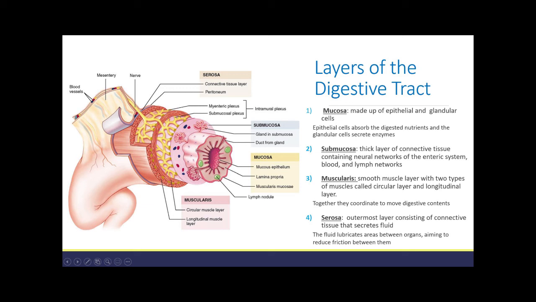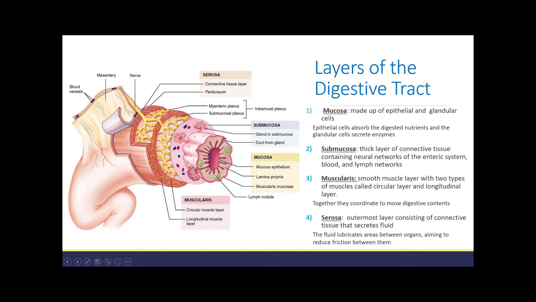Next, the submucosa is a thick layer of connective tissue, and it contains neural networks from the enteric system. If you remember from the nervous system, the enteric system is the one that's controlling the digestive tract. In the submucosa, there are also blood vessels and a lymph network. The network of blood vessels are obviously going to be supplying nutrients and oxygen to the digestive system, and along with the blood vessels, there's also the layer of lymph networks.